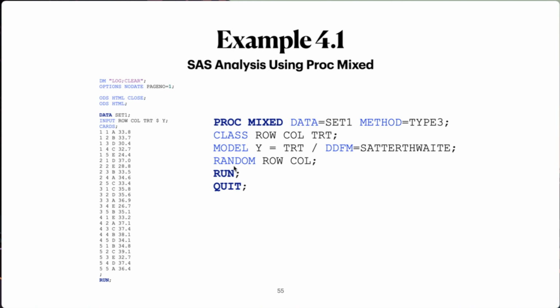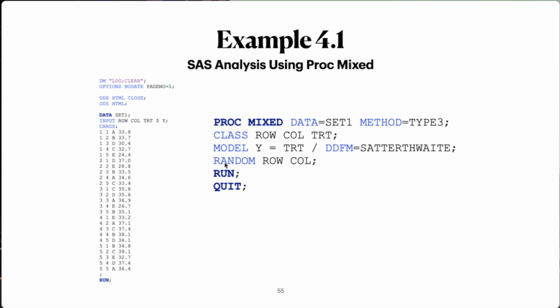Now, think back to when we did the randomized complete block design. We had one random effect, one blocking effect, and that blocking effect had to be in the class statement, right, because it is a classification variable. And it also showed up in the random statement. That's how we told proc mixed what the blocking factor was.